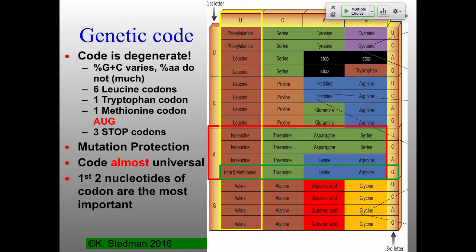And Francis Crick called it a frozen accident. Once you've started using this code, then you have to keep using it, because if you change it too much, then it's going to be a problem.